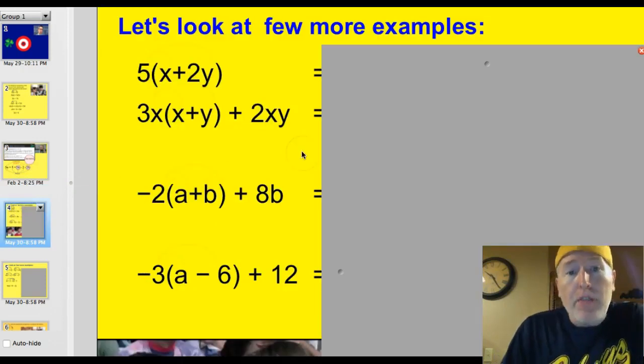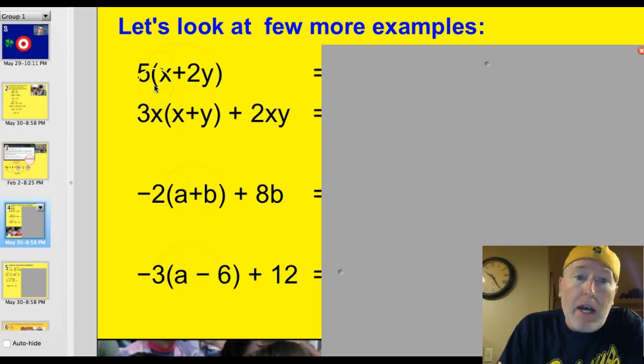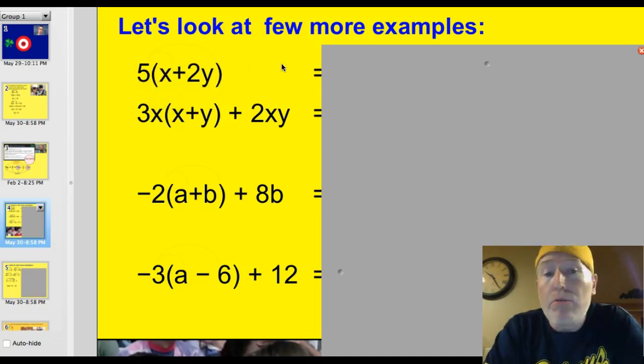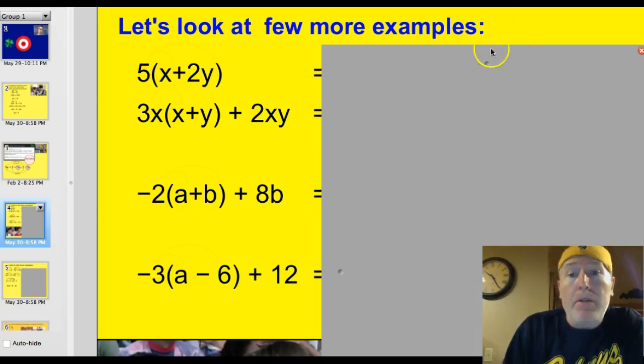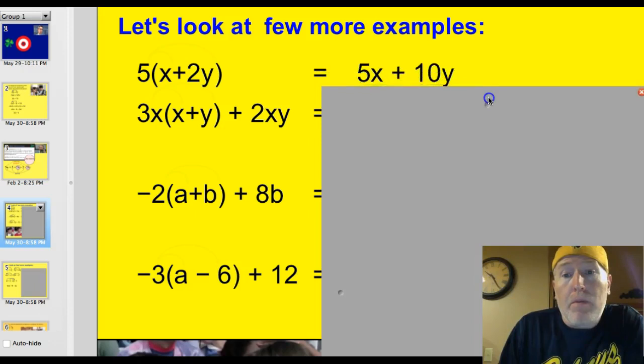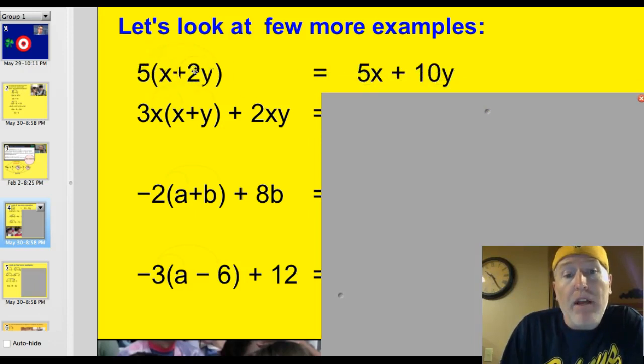All right, let's look at a few more examples here. So now we have 5 times the quantity x plus 2y. Can you use the distributive property? Let's see if we do that. Okay, 5x plus 10y. I distributed out that 5, so I've got 10y's now. Okay, and 5 x's.